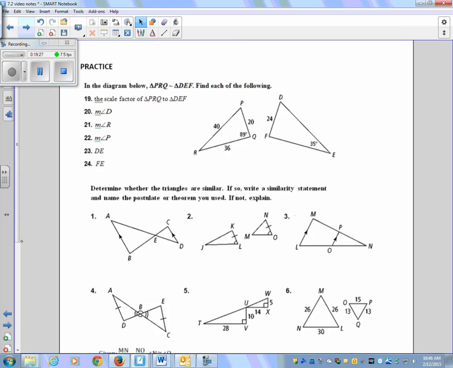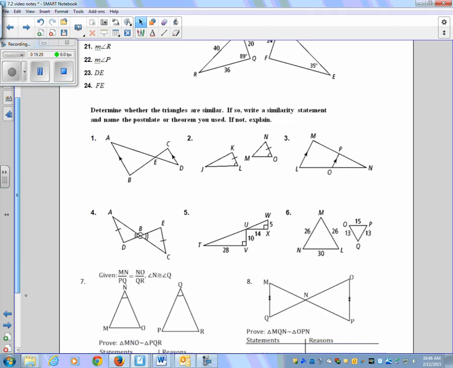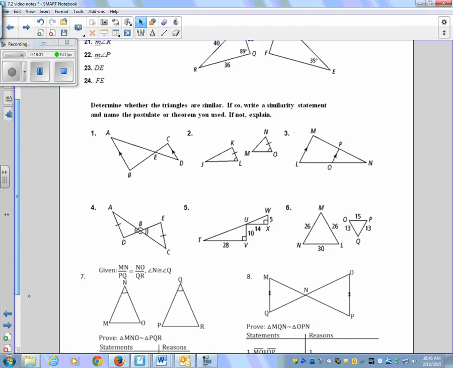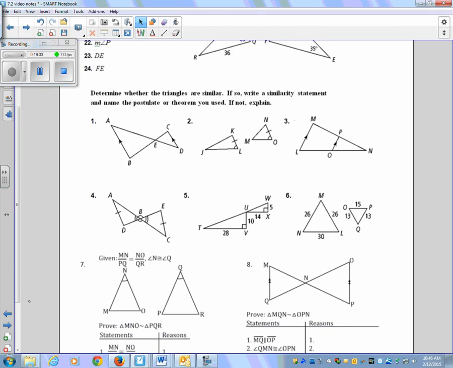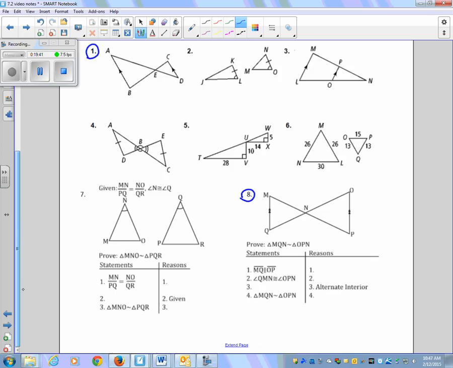Okay, I want to show you one other problem that is really common, and that is like number 1, and you'll see it again in the proof down here. It kind of looks like a bow tie. I call it the bow tie problem. Let's do the proof. The bow tie problem here says this is parallel to this. So we are given that the lines are parallel.